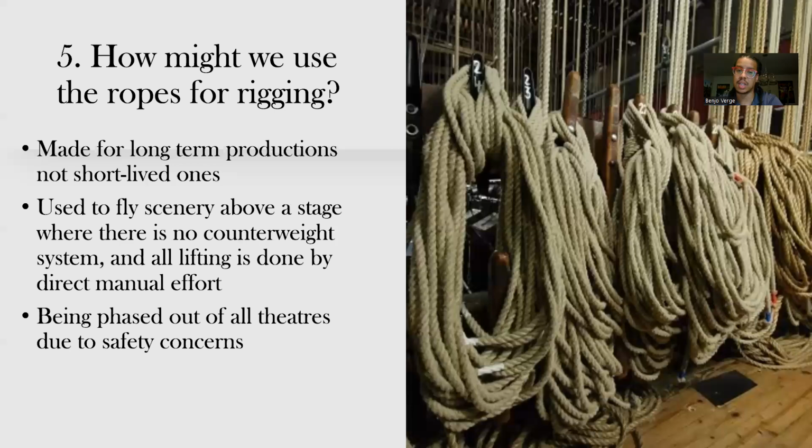It's used to fly scenery above a stage where there is no counterweight system. So all the lifting has to be done manually. And it's being phased out because a lot of lights are heavier than what they used to be. And then who's to say scenic isn't going to be heavy as well. Plus, it takes less manpower. And they say it's a safety concern as well.